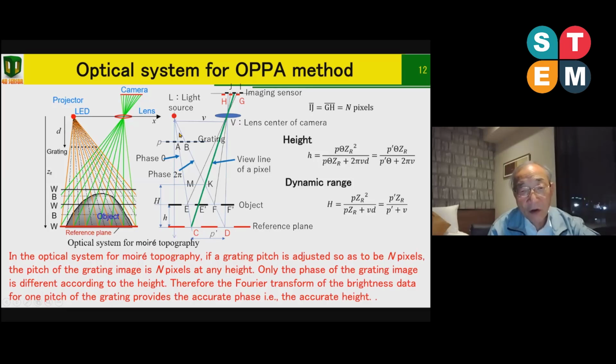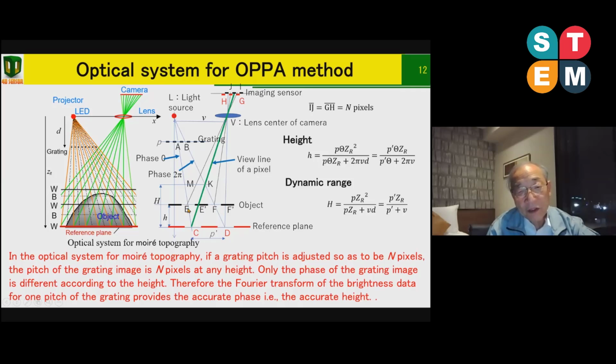Here is phase 0. This is the phase 0 line. And the next bright line here is phase 2 pi. So from phase 0 to phase 2 pi, this is the one pitch. The one pitch length is different according to the distance. CD is longer than EF, one pitch on the object.